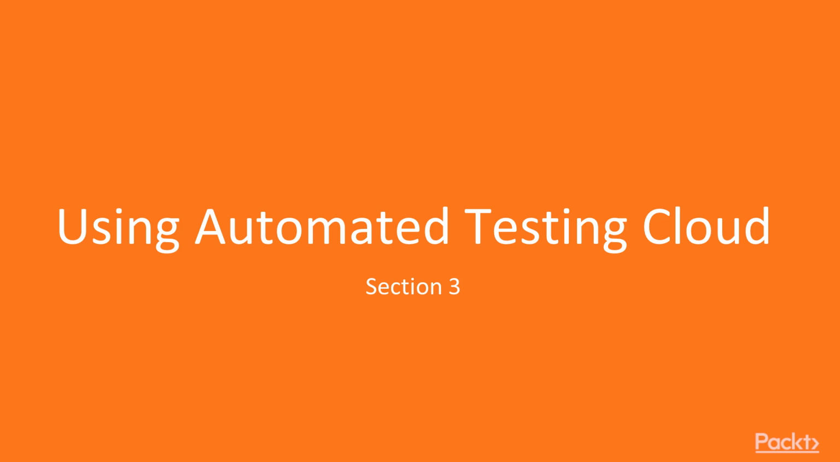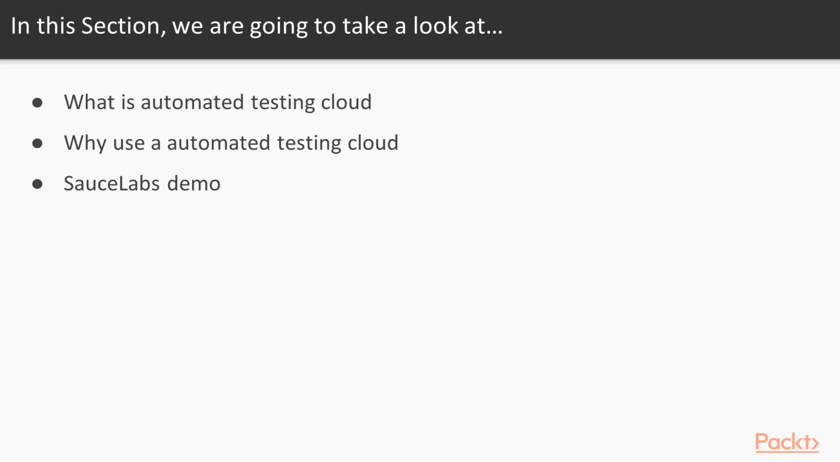Hi guys! In the previous section we learned what Selenium Grid is and how to use it. Today we are starting section number 3, using Automated Testing Cloud. In this section we will learn what Automated Testing Cloud is and what the benefits of using it are, and we will look at an example of how to run tests on Sauce Labs.